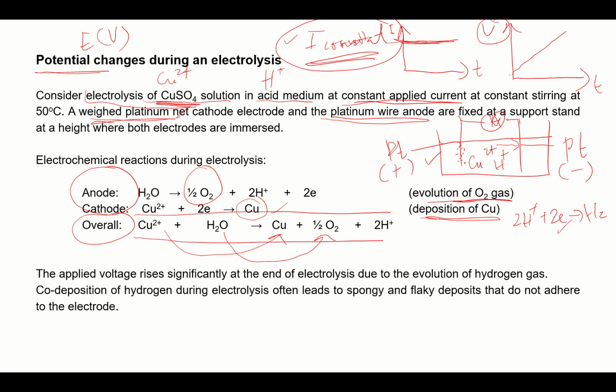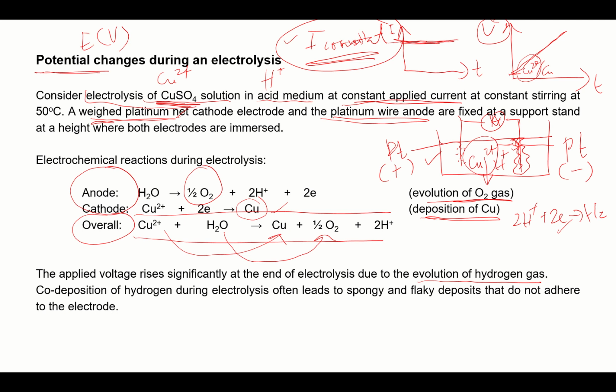The applied voltage rises significantly. The voltage will rise significantly at the end of the electrolysis due to the evolution of hydrogen gas. So this lower voltage is the copper reduction, copper 2+ to copper 0, but slowly the amount of copper will decrease since a lot of copper will deposit here. The amount of copper 2+ ions in solution will decrease with time.